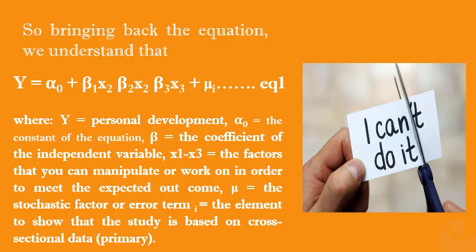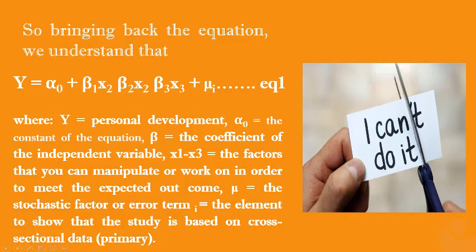Now look at y. Y is the personal development in the equation. Alpha naught, like I said earlier, is the constant of the equation, and then beta the coefficient, and then you have x1 to x3, which denote certain factors that you can manipulate or work on in order to get the expected outcome. And then mu talks about the stochastic factor or error term.